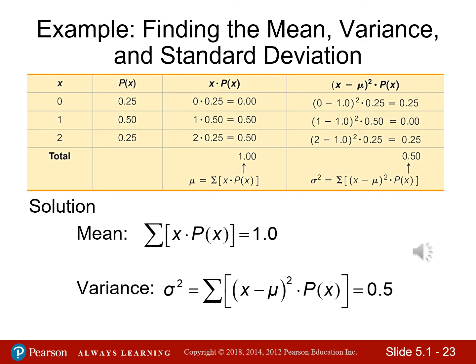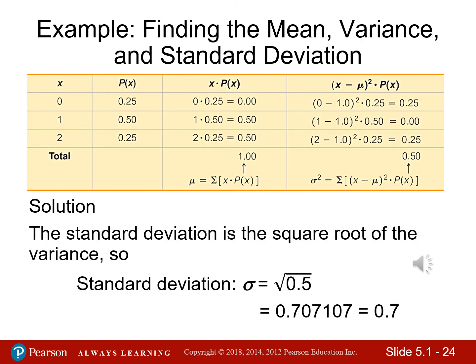The last column on the right shows us the steps to calculate the variance of our probability distribution. We take the value of x, subtract the mean, square that, and multiply by the probability for each row in our probability distribution. We sum up those values, and that gives us the variance of our probability distribution. In this case, that is equal to 0.5.